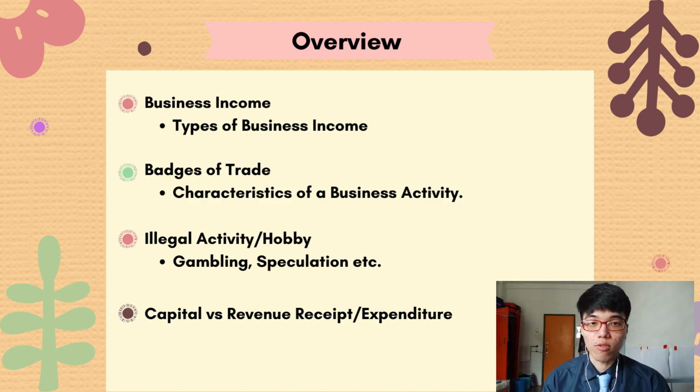Okay, so for our group presentation, basically we'll cover four subtopics. The first one is regarding the type of business, such as a profession, a vocation. And then the second subtopic is we discuss the badges of trade, which is basically regarding the characteristics of a business activity. And then the third subtopic is illegal trading, illegal activities such as gambling. And then the last topic that we'll cover is capital receipt, revenue receipt, capital expenditure, and revenue expenditure.